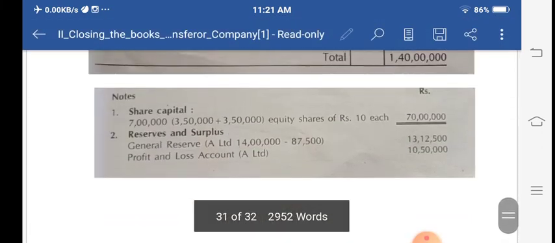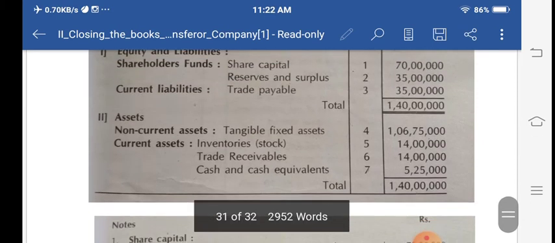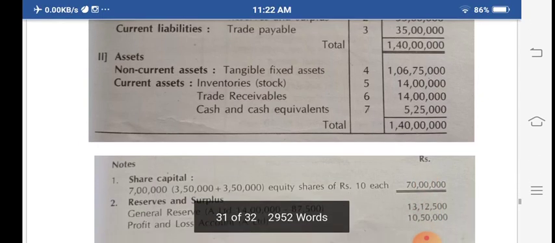The total of the balance sheet, the equity and shareholders' funds total, is rupees 1 crore 40 lakhs, and the assets are also 1 crore 40 lakhs. So like this you have to solve the problem.